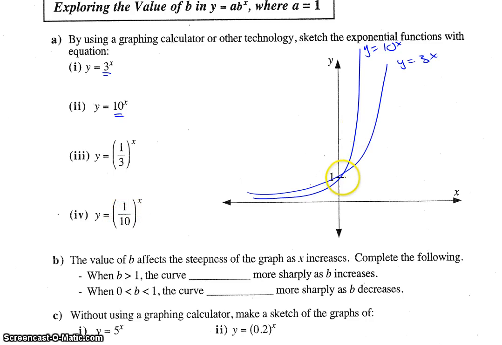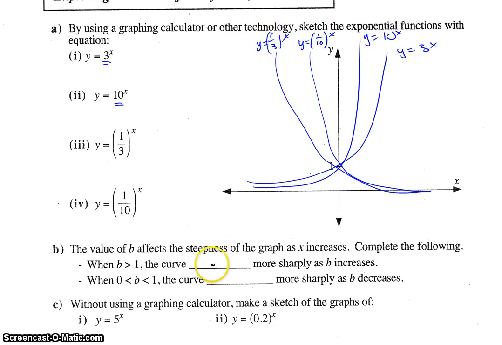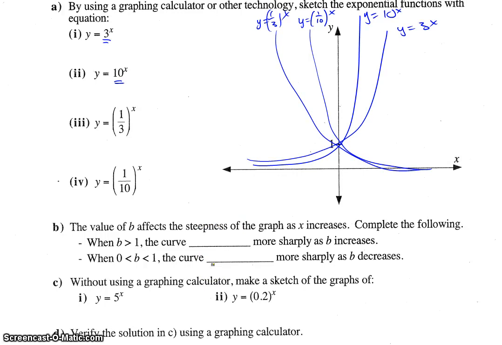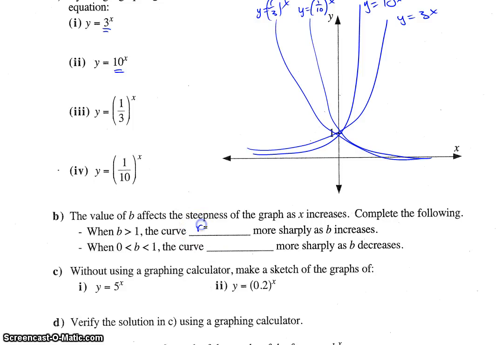And the reciprocal of those, as we discovered with the last page, are just the same but a reflection in the y-axis. So this would be y equals 1/10 to the x and y equals 1/3 to the x. Okay, so to fill in part B, the value of b affects the steepness of the graph as x increases. Complete the following. When b is greater than 1, the curve rises more sharply as b increases. That's these two graphs. Okay, if b is between 0 and 1, these ones were falling, so it falls more sharply.